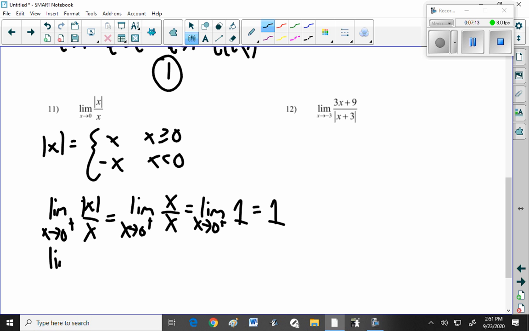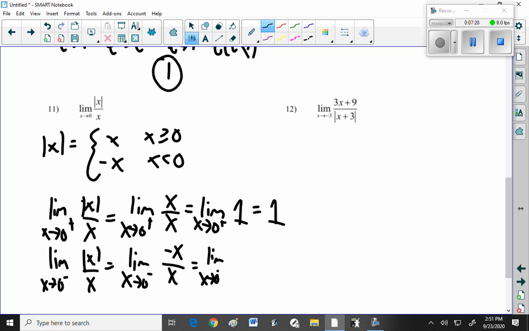Similar analysis if I approach from the left. I wind up with the numerator being negative x over x. That is equal to negative 1 everywhere except 0, but I don't care what's happening at 0. So the limit of that constant is negative 1. Since the left and right-hand limits are not the same, this limit does not exist.